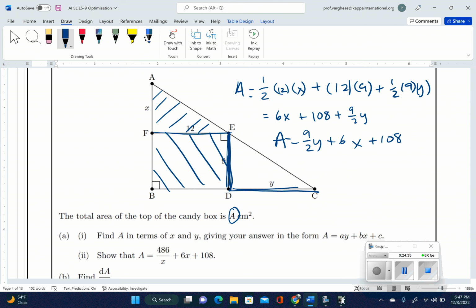So basically what we have to do is try to figure out a way to get this y in terms of x, okay? So we have to get the y in terms of x. So how do we do that?